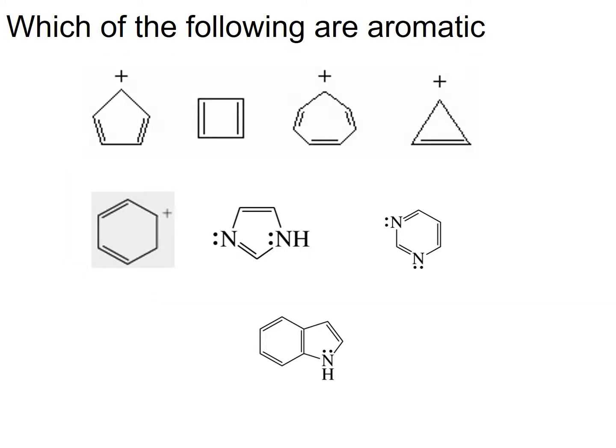Using the 3 types of criteria, cyclic, planar, and follows our Huckel's rule, decide which of the following are aromatic. Please pause the video now.